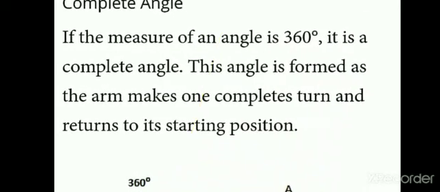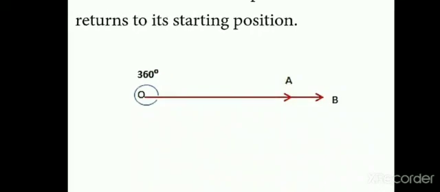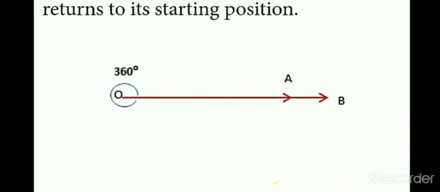Complete angle. If the measurement of an angle is exactly 360 degrees, it is a complete angle. This angle is formed as the arm makes one complete turn and returns to its starting point. See here, in the 0 degree angle also, OA lies on OB, but OA did not move anywhere. But in the complete angle, OA moves one complete circle and again lies on OB itself. That's why it is called 360 degrees, and that's why it's called a complete angle.